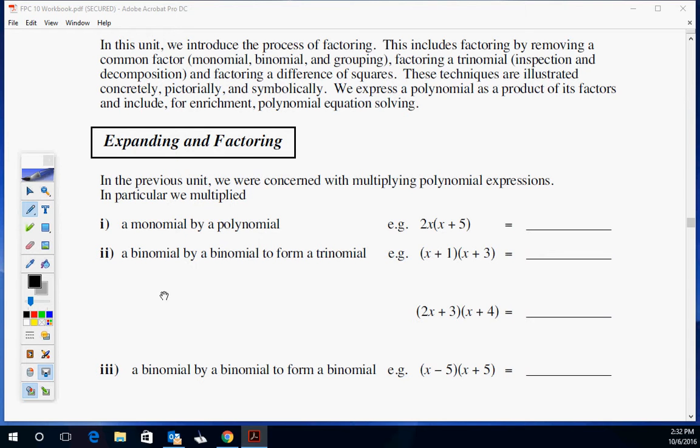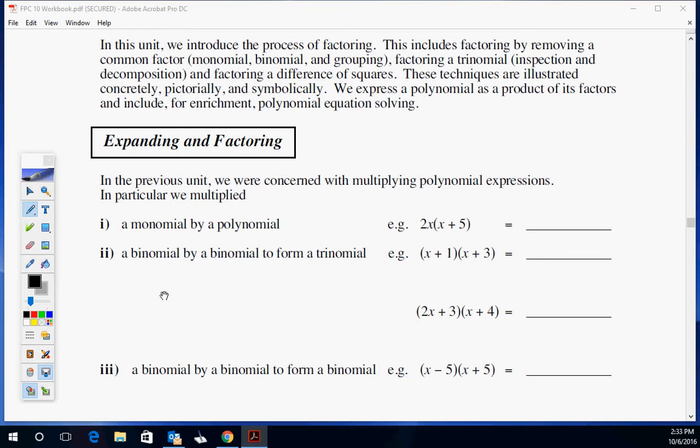And then these techniques are illustrated concretely, pictorially, and symbolically. We express a polynomial as a product of factors. This is the key word I want to point out, product of its factors. So what we're doing when we factor, we're making it a product of 2 things. I know that sounds weird, but we're making a product of 2 things. So like right here, that's a product of 2 things.